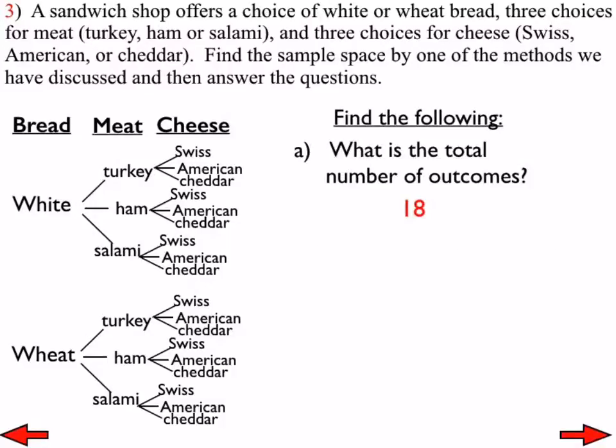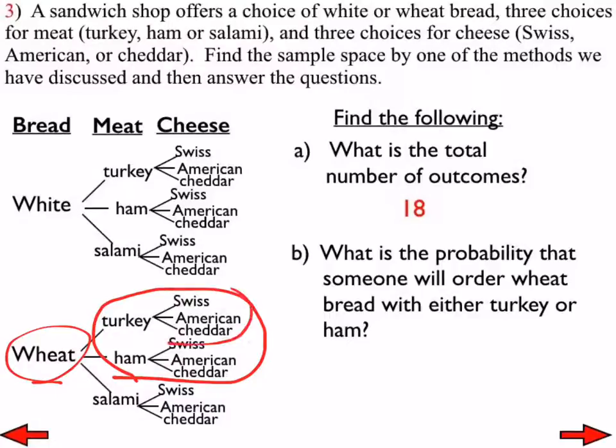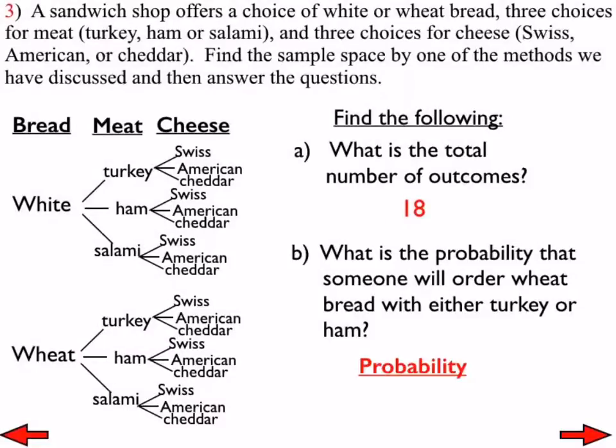There are 18 outcomes. The probability that someone will order wheat bread with either turkey or ham. Well, here's wheat bread, and here are all the possibilities with turkey or ham. So there are 3 here and 3 here, and that gives us 6 desirable outcomes out of 18, which simplifies to 1/3. So the probability is 1/3. Okay? Any questions about number 3? All right, we are finished.